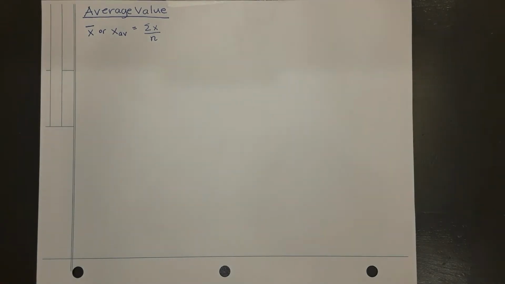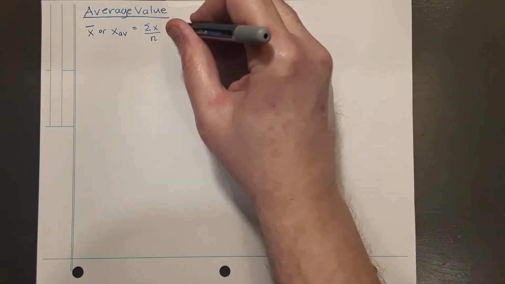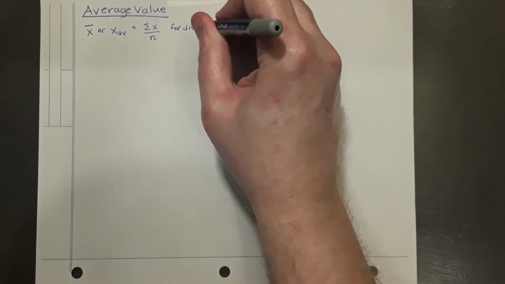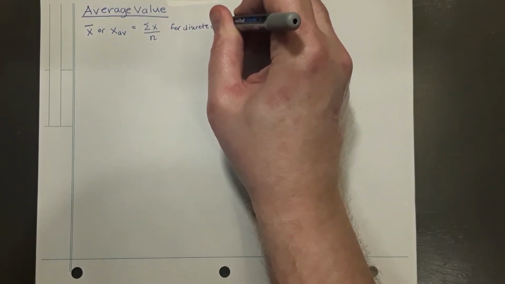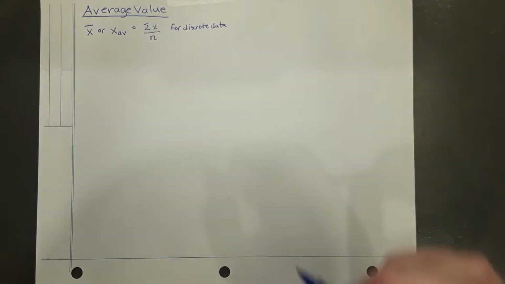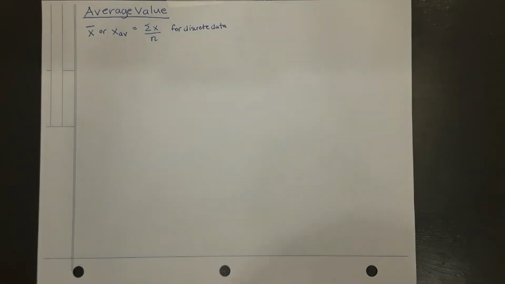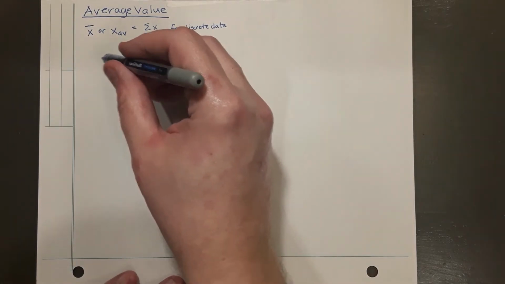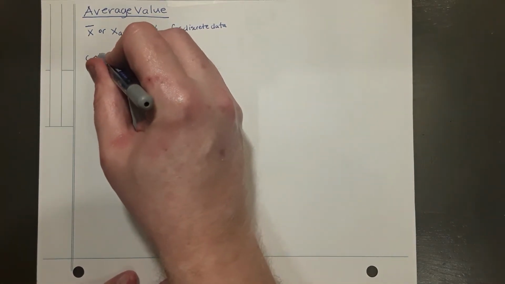When you have a continuous function, though, you can't add up individual data points, or at least you can't add up individual data points in a practical way. You need some other method by which to calculate the average value.